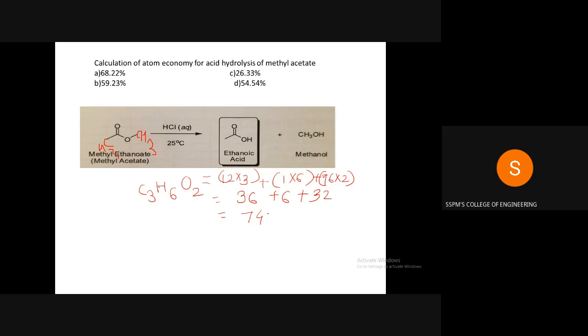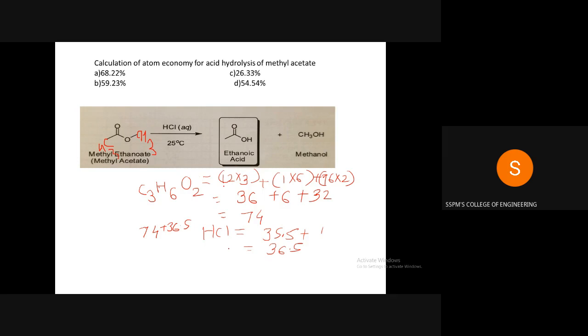Then for ethanoic acid, how can you calculate the molecular weight? Here, as well as methyl acetate, there is also HCl. HCl's molecular weight is 35.5, that is the chlorine atomic weight, plus 1, the atomic mass of hydrogen. So 35.5 plus 1, hence it is 36.5. Now the sum of these two is 74 plus 36.5. Then calculate the molecular weight of ethanoic acid.